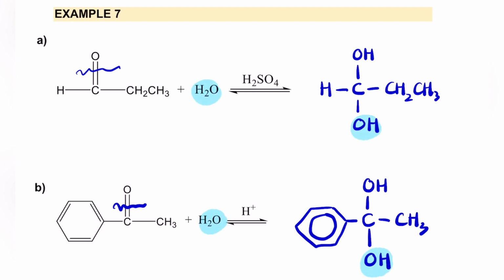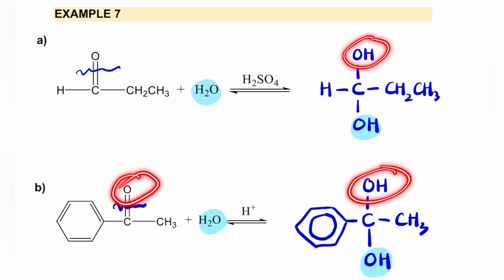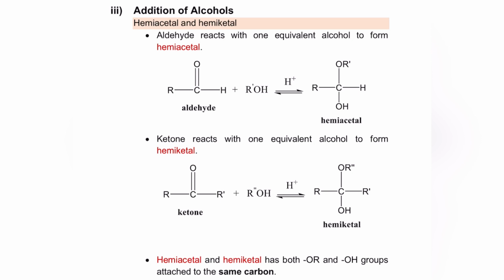Don't forget the concept that you have to know. At least, please remember that when you break the double bond to O, you will form OH. That's why you have OH here. Okay, let's continue with the next one. This is addition of alcohols.